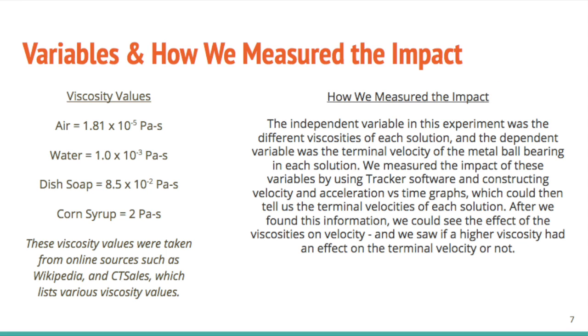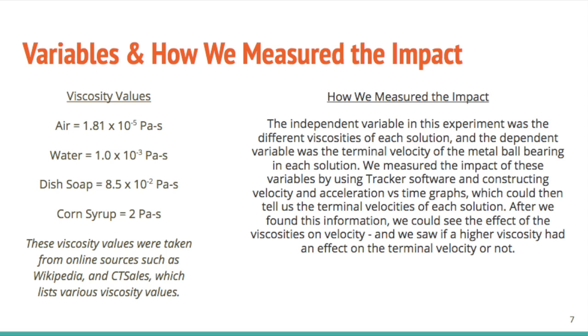The independent variable in this experiment was the different viscosities of each solution, and the dependent variable was the terminal velocity of the metal ball bearing going through that solution. We measured the impact of these variables by using Tracker software and constructing velocity and acceleration versus time graphs, which could then tell us the terminal velocities of each solution. After we found this information, we could see the effect of the viscosities on velocity, and we saw if a higher viscosity had an effect on the terminal velocity or not.